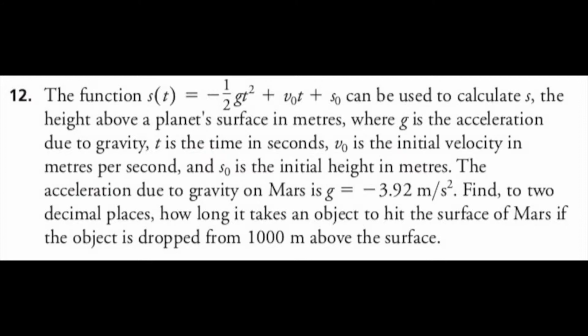The acceleration due to gravity on Mars is g equals negative 3.92 meters per second squared. Find to two decimal places how long it takes an object to hit the surface of Mars if the object is dropped from 1,000 meters above the surface.